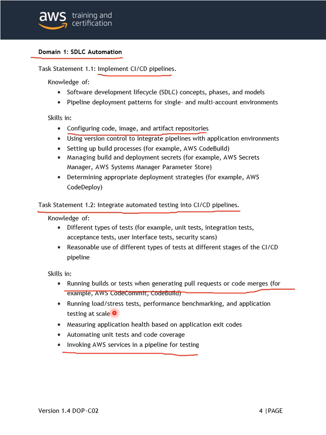How to have load and stress tests, how we can have the performance benchmarking, application testing, how we can measure application health, how we can automate unit test and code coverage. Also, how AWS service can be used to build a pipeline. So in this section, this task, a candidate should understand how you can integrate automated testing into CI/CD pipeline.